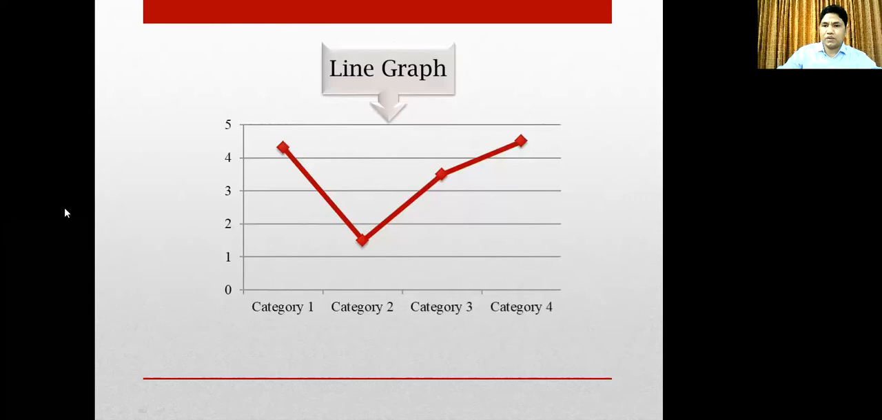Have a look. This is the graphical display of a line graph. You see there are 4 points. Point 1, 2, 3, 4. So 4 points are connected together by using a line. Different points are connected together by using what? Using line. So this is the graphical display of a line graph.